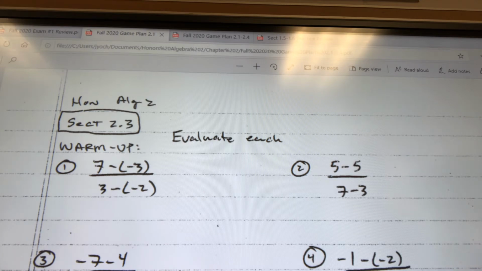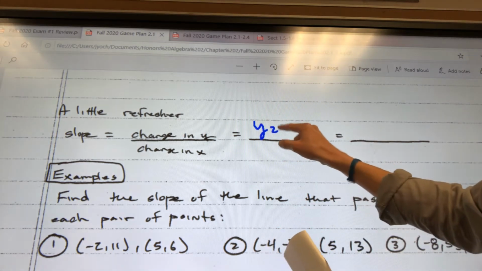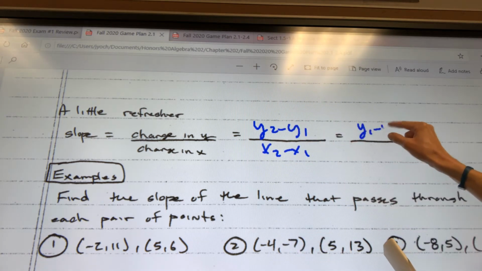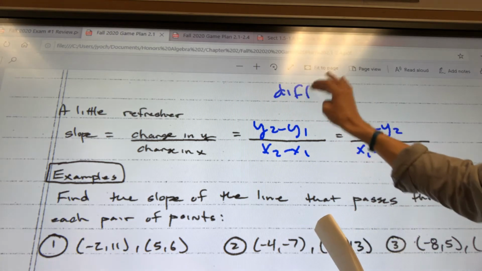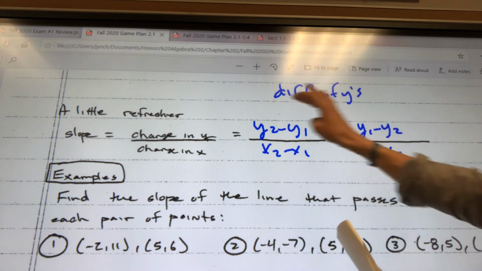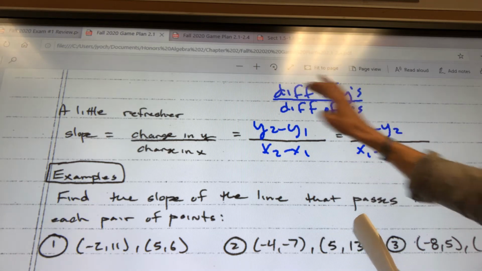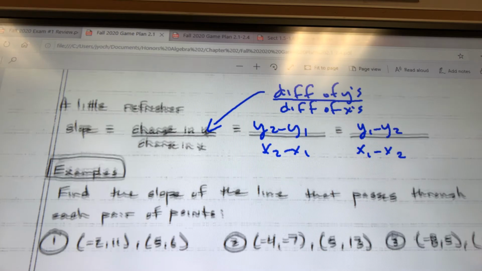And a little refresher, slope is change in y over change in x. I think everyone's gotten these notes. You might have seen it like this, written as a formula last year: y1 minus y2 over x1 minus x2. I will always do difference of the y's over difference of the x's, which is the same thing as that, really. Okay, and now when I say difference of y, I'm always going to do the bigger y minus the smaller y.